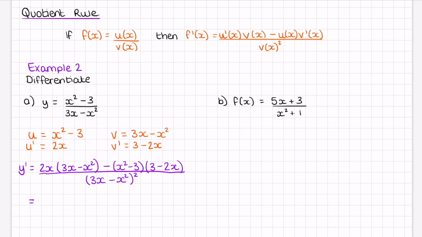The one thing we very, very rarely simplify is the denominator. We normally just leave that as it is, but we just simplify the numerator. So this will give us 6x squared minus 2x cubed. Now be careful with this minus here, it's minus the whole thing on the side, so I'm going to do a minus in brackets. And we're going to get, if we expand it, 3x squared minus 2x cubed minus 9 plus 6x. That will still all be divided by 3x minus x squared all squared.